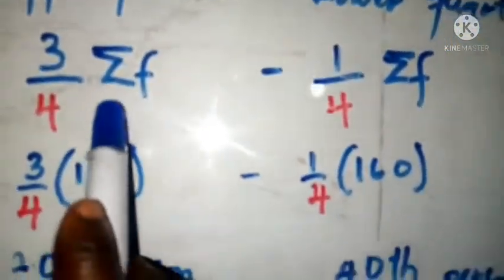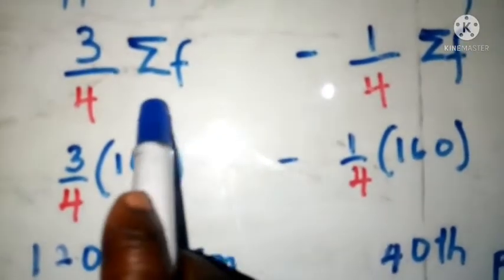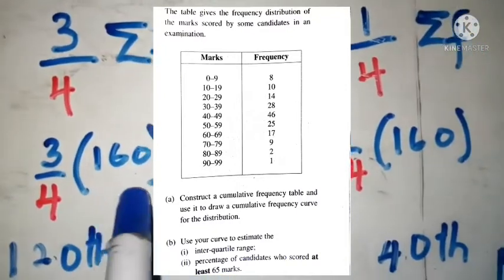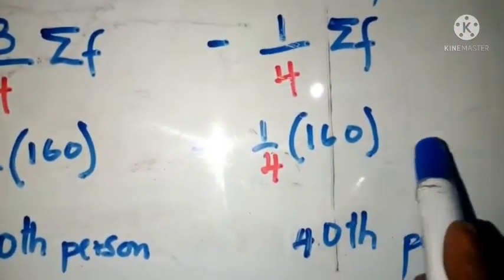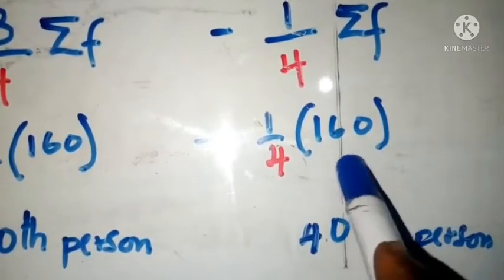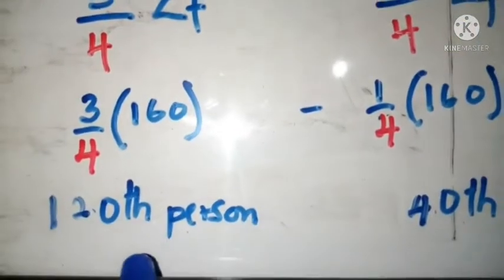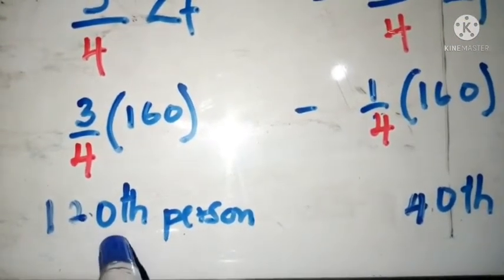So how do you get this? 3/4 multiplied by the sum of all the frequencies, which should be 160, right? So 3/4 multiplied by 160 minus 1/4 multiplied by 160. This one will give me the upper quartile, and this one will give me the lower quartile, right? So what is the answer? When you multiply, that should give you 120.